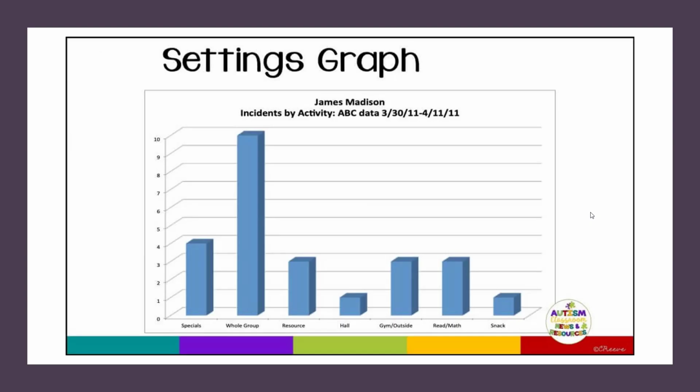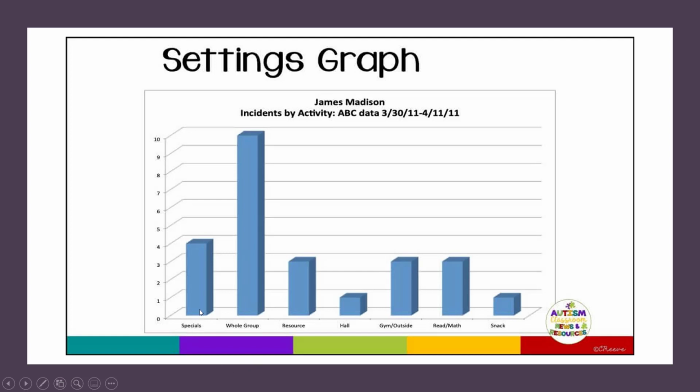Here's an example of a bar graph with regards to a kid engaging in problem behavior. We can see that on the x-axis we have the categories. They don't have a y-axis label, but we're going to assume number of incidents. And the x-axis is activities, so whether they're in whole group instruction, the resource room, the hallway, the gym, outside, the math, and the snack. So you get different settings down here, and those are your categories.